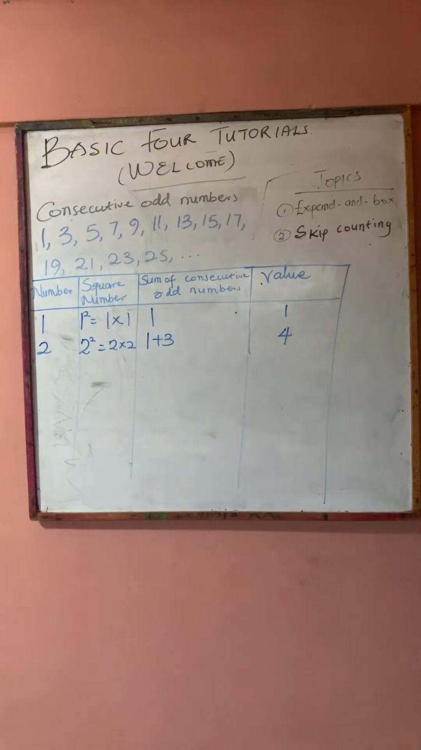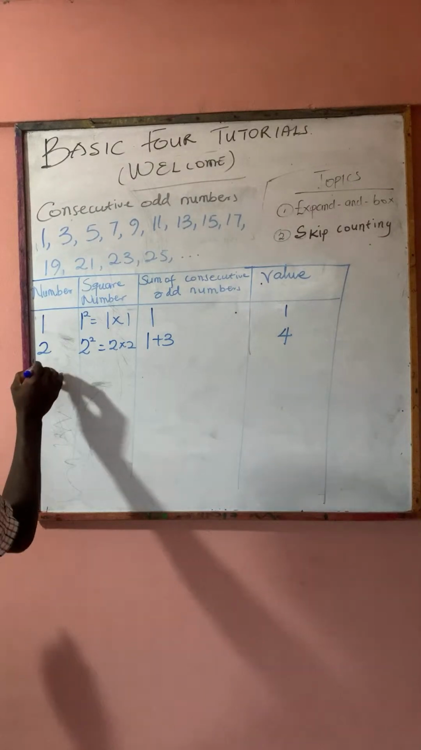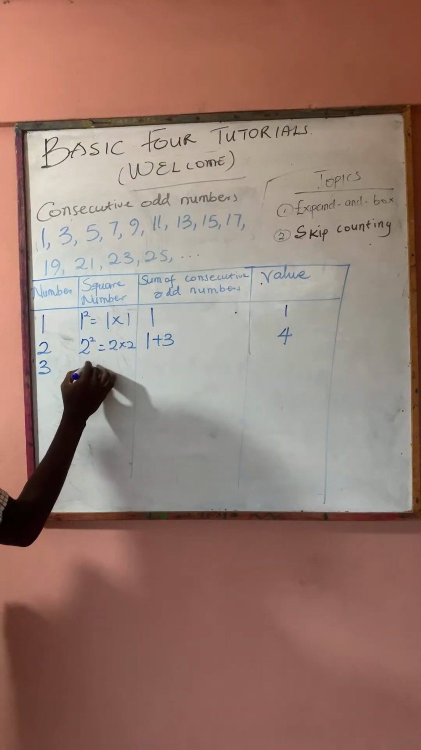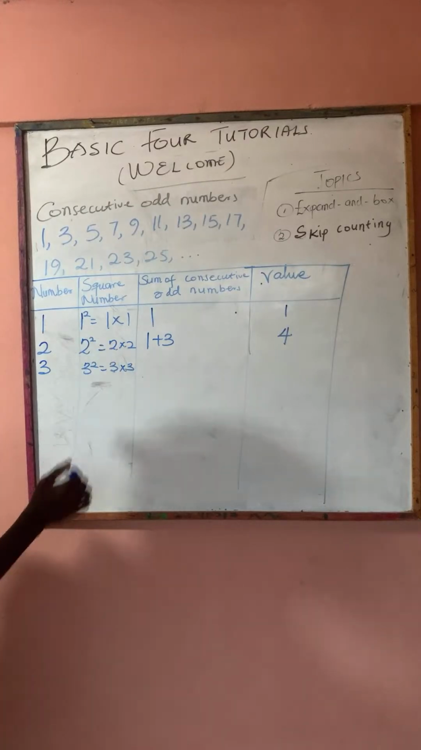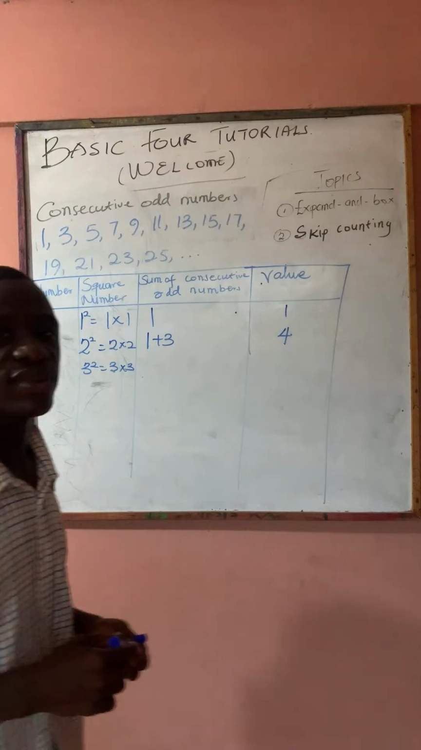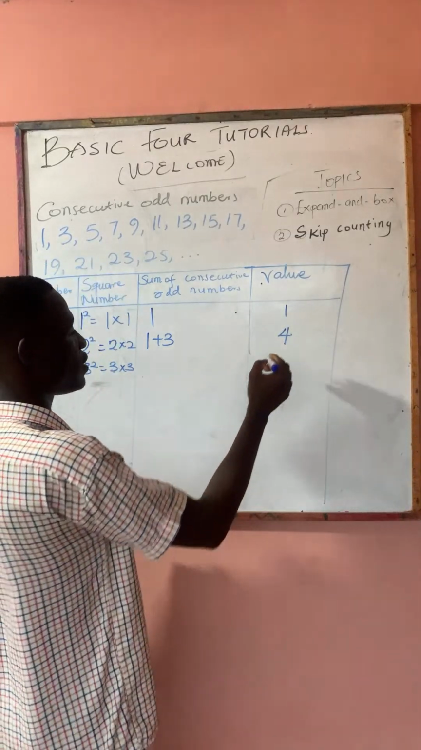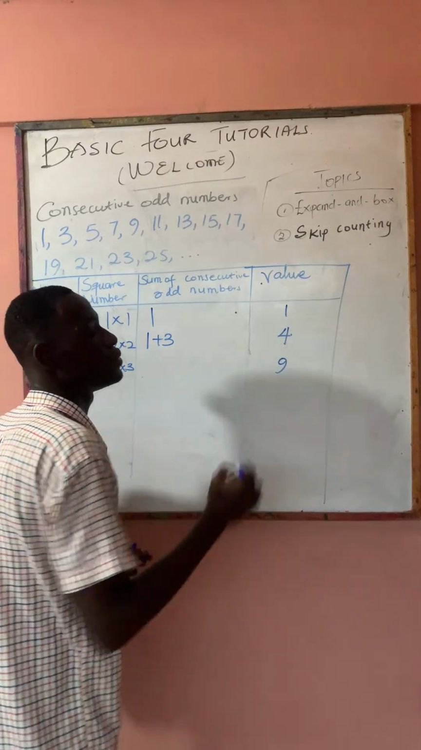Please, I hope you all understand. Okay, let's move on to the next number, 3. Now that gives us 3 squared, which is 3 times 3. What's the value of 3 times 3? 3 times 3 has a value of 9.